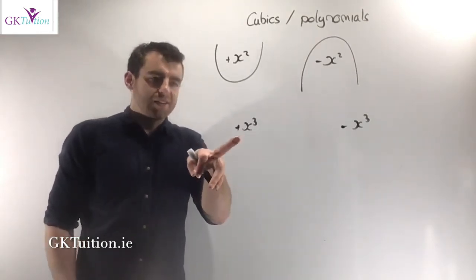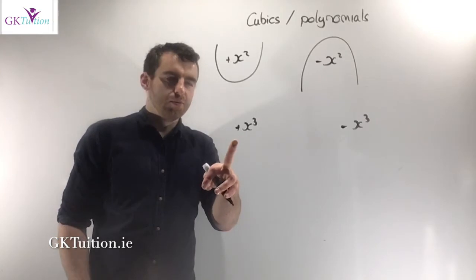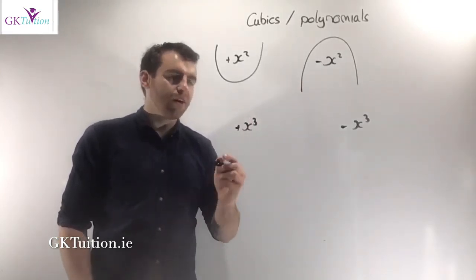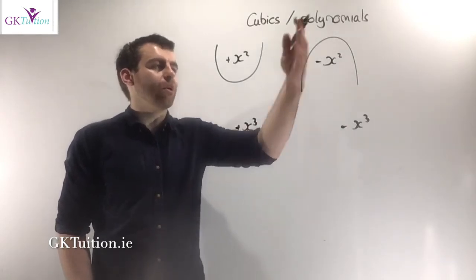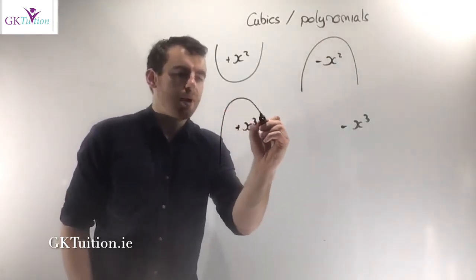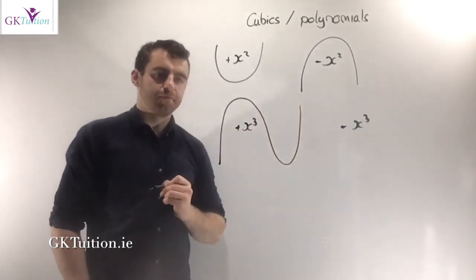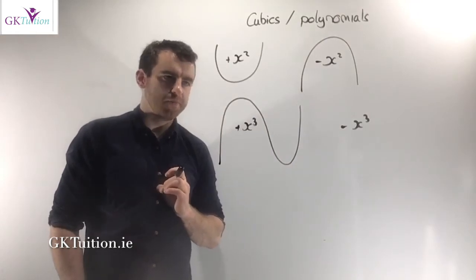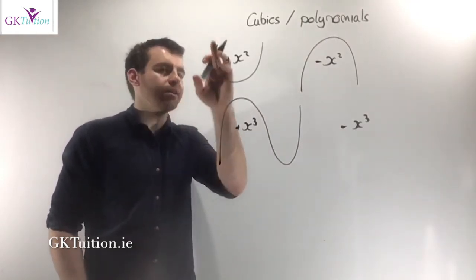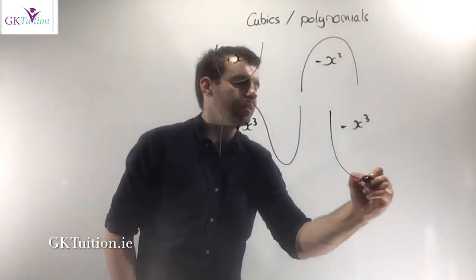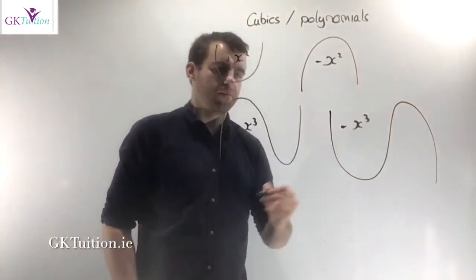The shape of a plus x cubed starts the same way as a minus x squared. That's the way that I always remember it. A minus x squared is an N shape, and a plus x cubed starts as an N shape and then is a U shape like this. There's two turning points, so that's the shape of a plus x cubed. A plus x squared starts as a U shape, and as does a minus x cubed. It starts as a U shape and then forms an N shape.